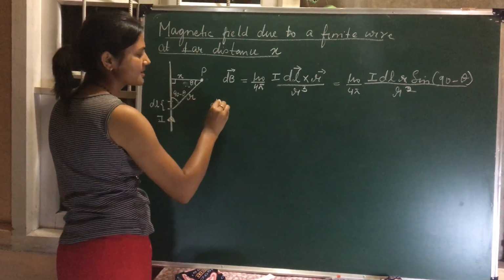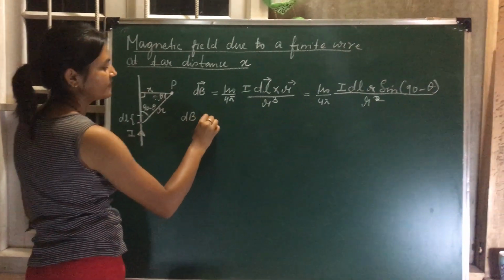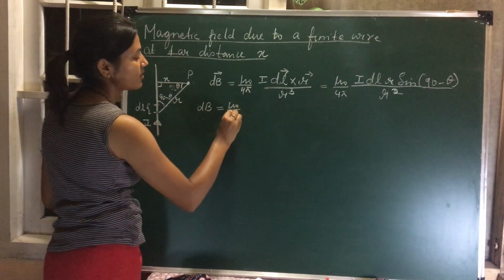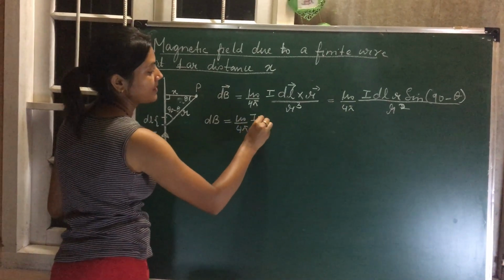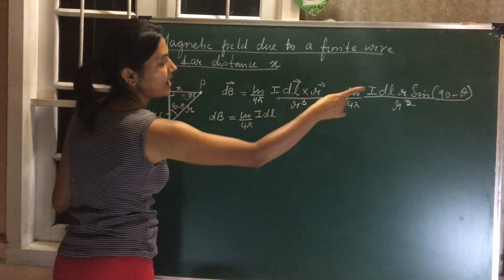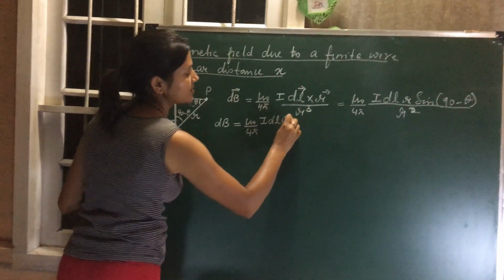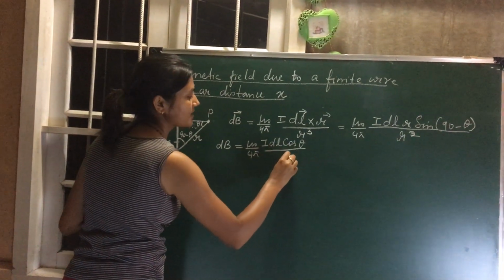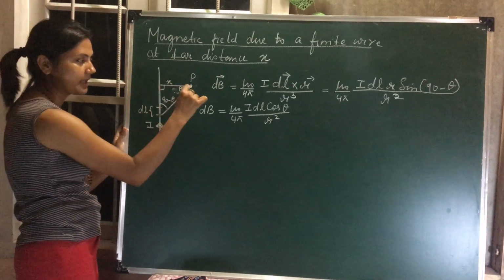Then how much is the magnetic field magnitude? Magnetic field magnitude is mu 0 by 4 pi I dl, r and r cancel out. Sine of 90 minus theta is what? Cos of theta, divided by r square. This is the magnetic field due to dl at P.